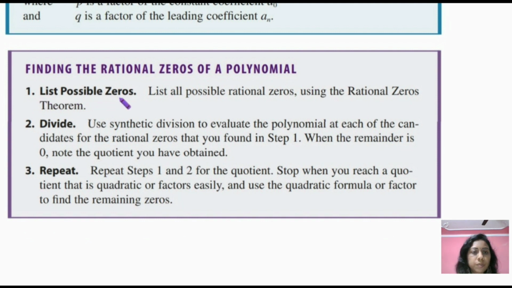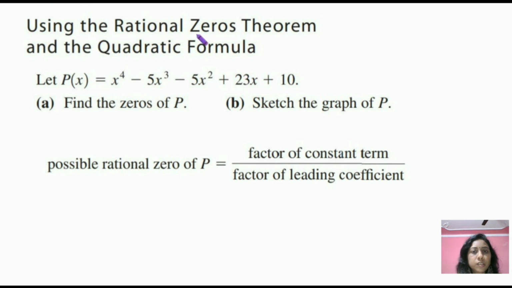So first find all possible rational zeros according to this theorem, and then use synthetic division to evaluate the polynomial at each of the candidates for the rational zeros that you found in step 1. When the remainder is 0, note the quotient you have obtained. Okay, and then repeat these two steps. Stop when you reach a quotient that is quadratic or factors easily, and use the quadratic formula or factor to find the remaining zeros. Here is today's question using the rational zeros theorem and the quadratic formula.